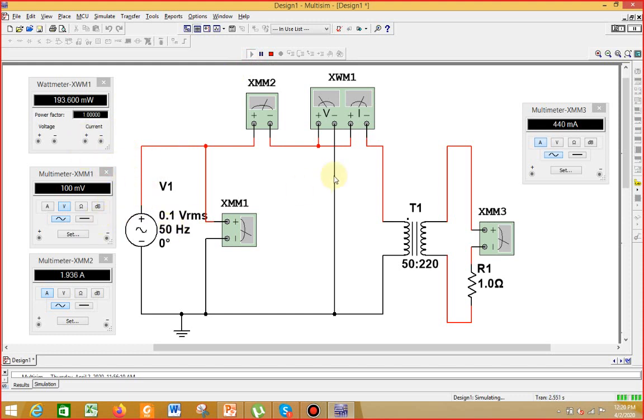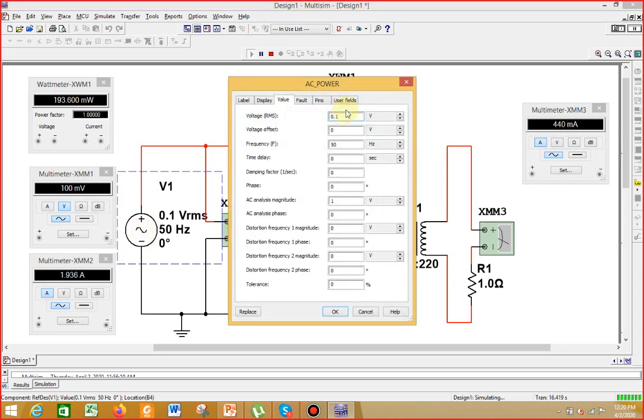So now you can see that at a very low amount of voltage, a large amount of current is flowing through your circuit, which is 1.936, and the secondary is at 440 milliamps. So actually what we are going to note here are the values on the secondary side and also the values on the primary. So I will reduce this current to 0.05. Okay.